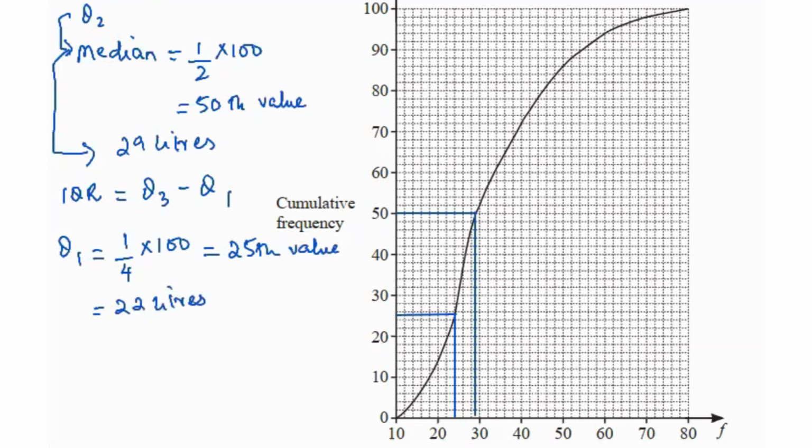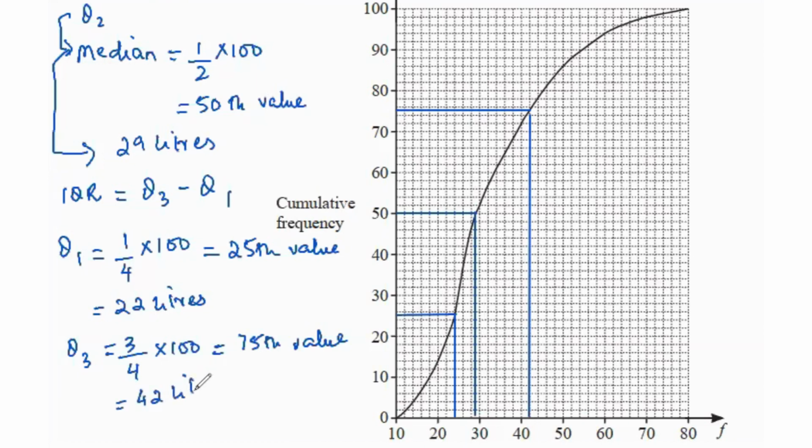And for the upper quartile, it's going to be the 75th value. The Q3 is 3/4 of 100. The 75th value is going to be over here. So that is 42 liters. So your interquartile range would be 42 minus 22, which is 20 liters.